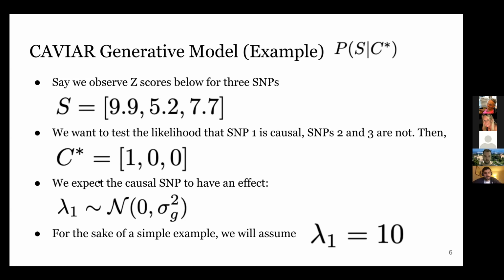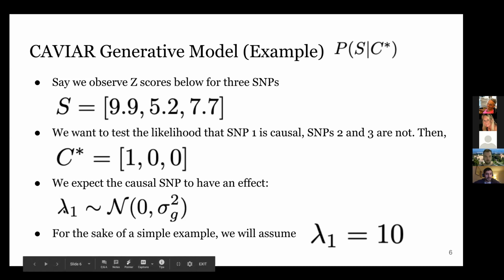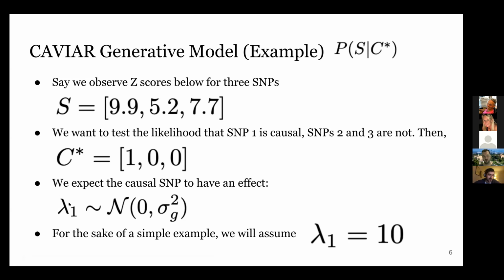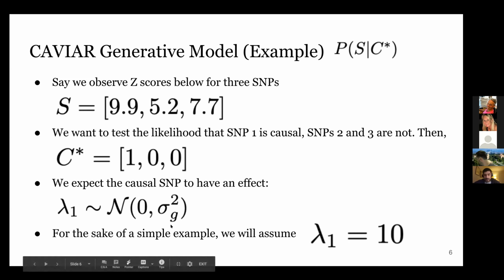And so we expect that the causal SNP has some effect on the trait, which I'm going to call lambda. This lambda is actually a function of the effect size, beta, and the heritability of the trait, and also the sample size. But I'm just going to refer to it as the effect size for simplicity. So we expect it to have some effect on the trait. And for the sake of a simple example, I'm just going to say this effect size is 10.